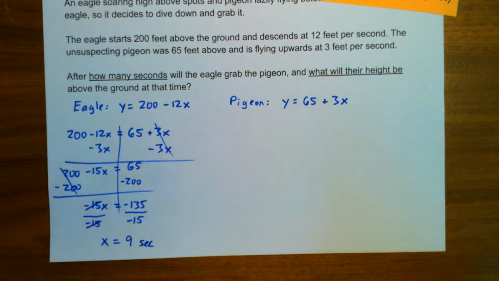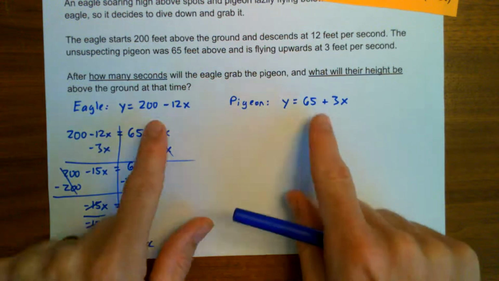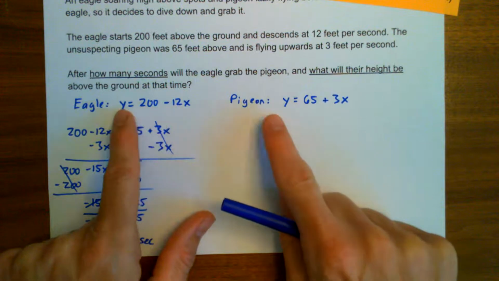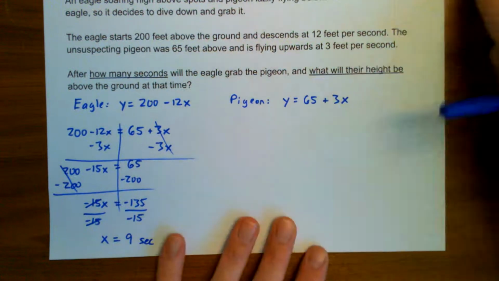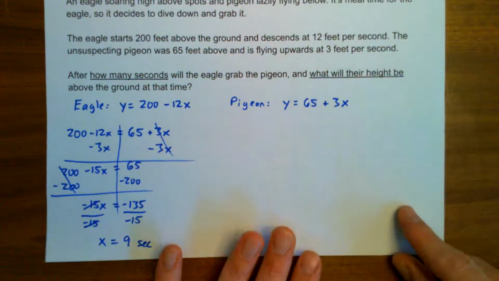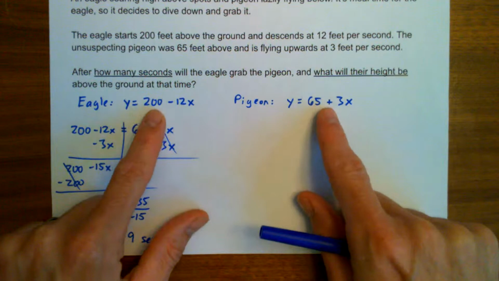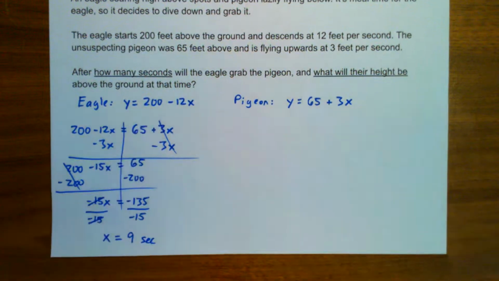So there I've answered the first part of this question. How many seconds will it take the eagle to grab the pigeon? I know based on these equations will give me the same height when x is 9 seconds. But that's only half of the problem. The other half is, what will their heights be? How high above the ground are these two birds after 9 seconds of flying?